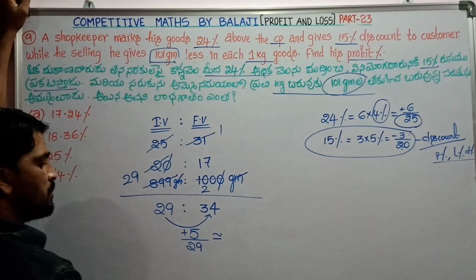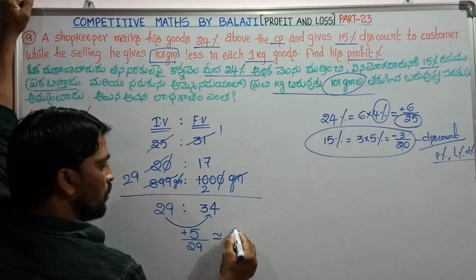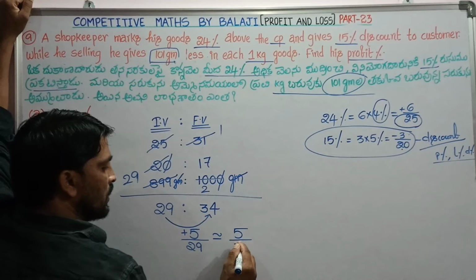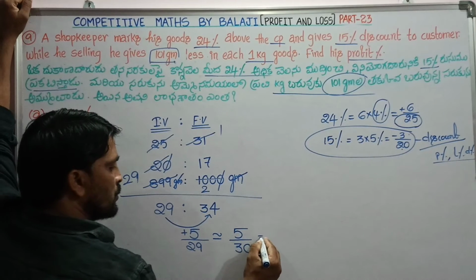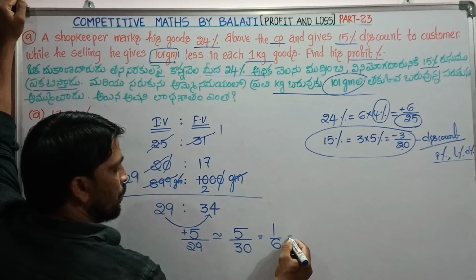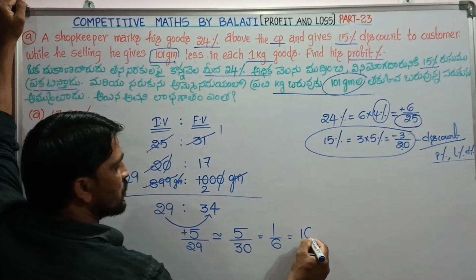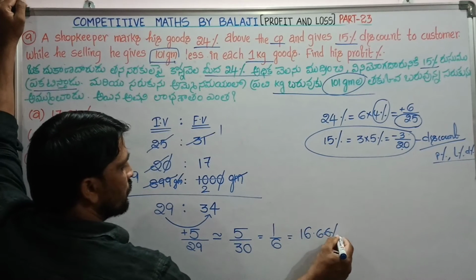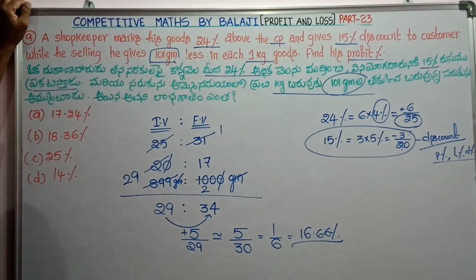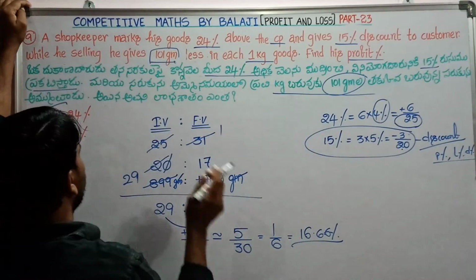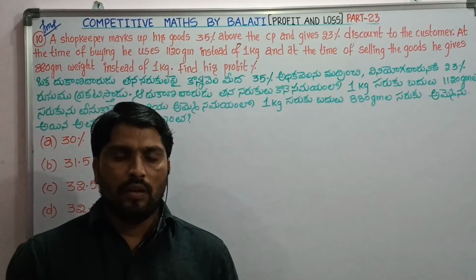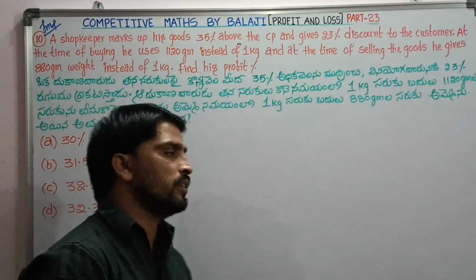Suppose it is approximately equal to, 29 is nearby 30, which is equal to 1 by 6. That is, percentage value of 1 by 6 is 16.66%. So that is nearby 17. So answer is A, 17.24%. Next question, very important question.